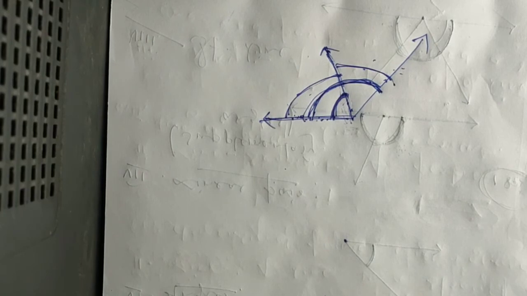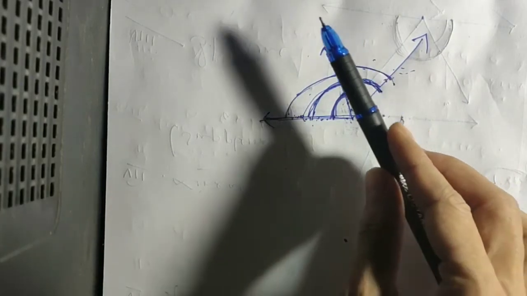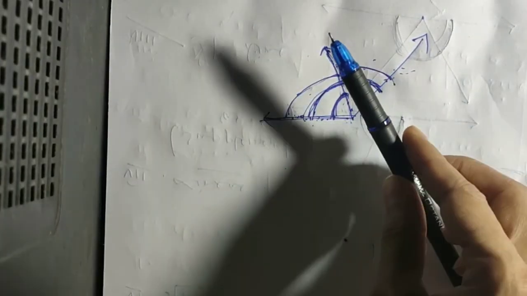So what is the definition for adjacent angle? When two angles have a common arm and the other two non-common arms are on the opposite sides of the common arm, then those two angles are called adjacent angles.